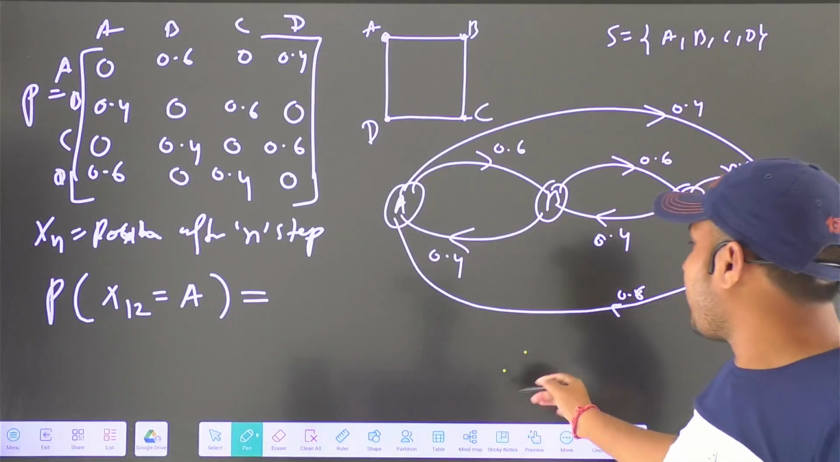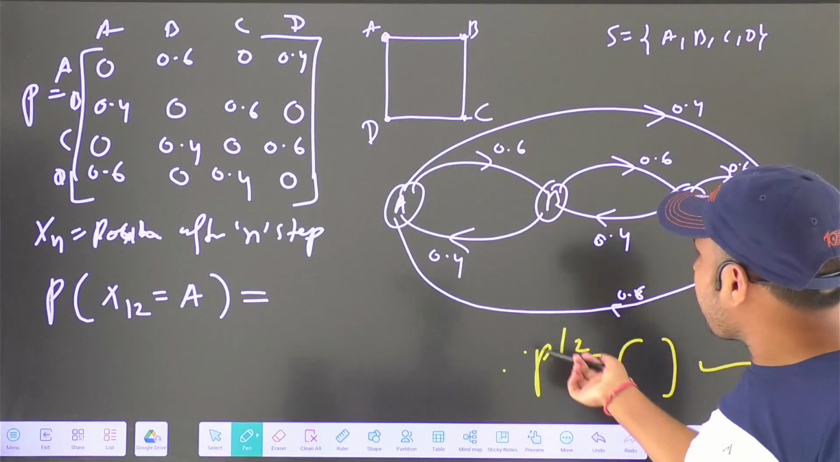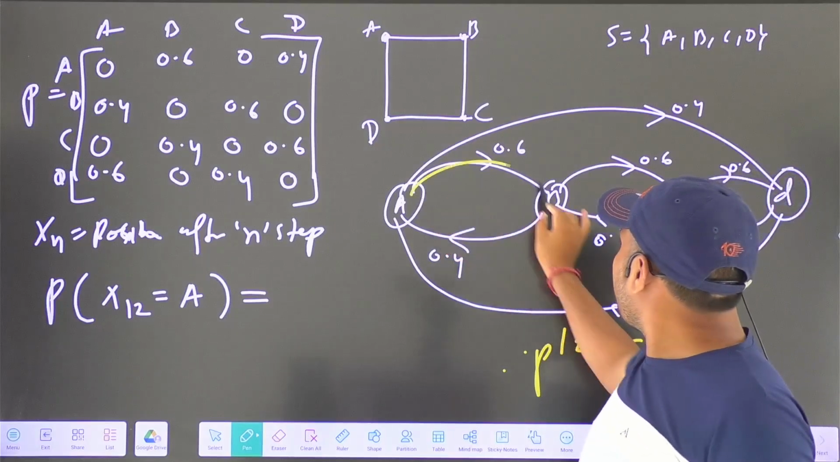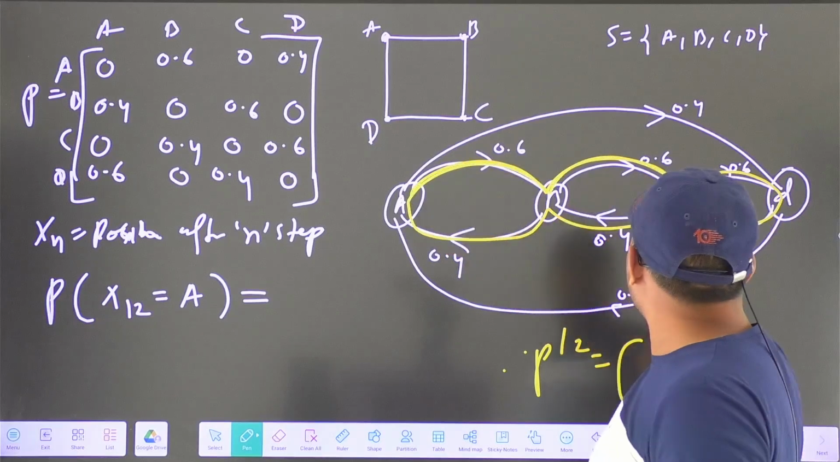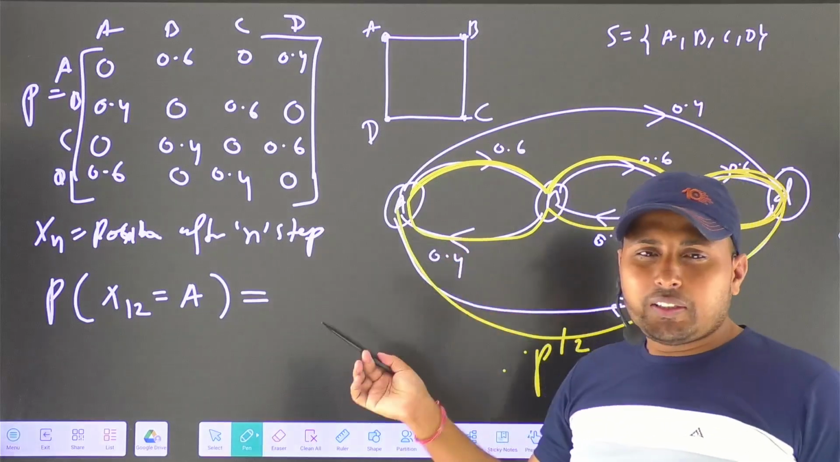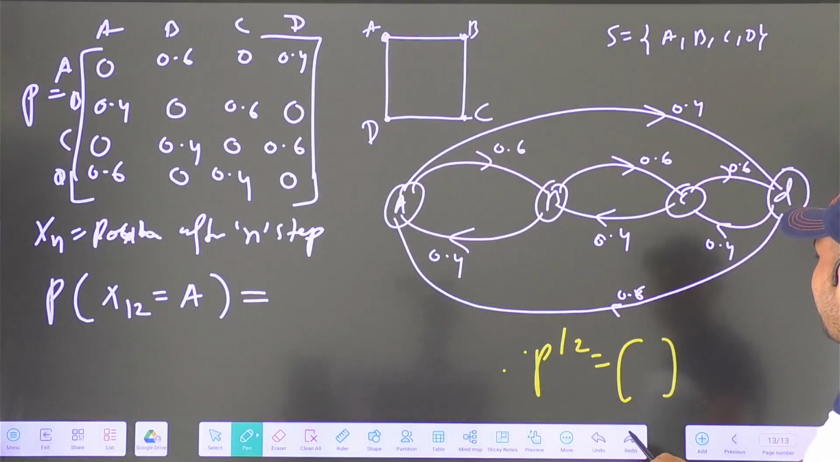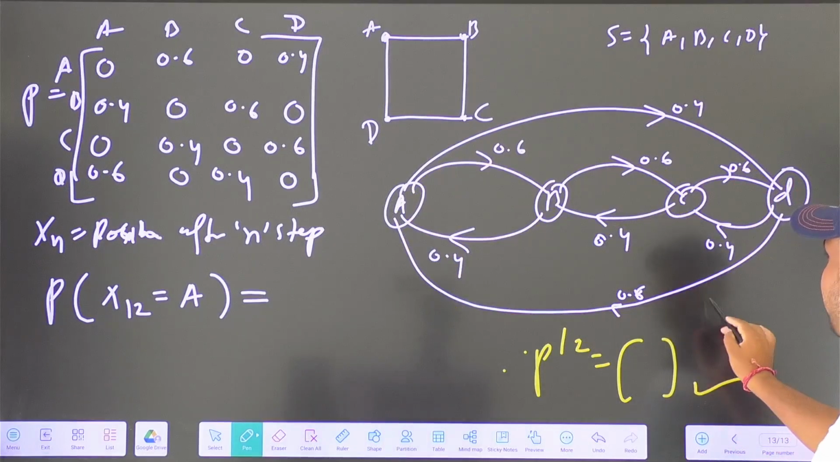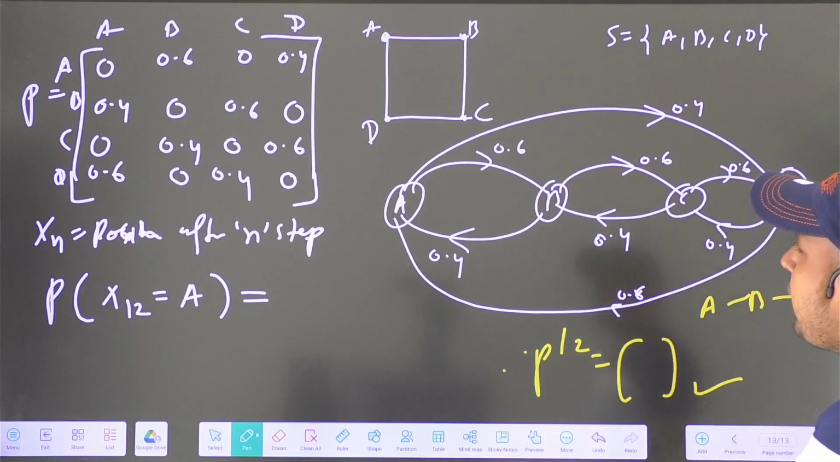So one way you already know: p raised to power 12 will find. Second way is we count 1, 2, 3, 4, 5, 6, 7, 8, 9, 10, 11, 12, and similarly keep making the way. That will take a lot of time. Both are time taking. So what is the shortcut that you want to know?